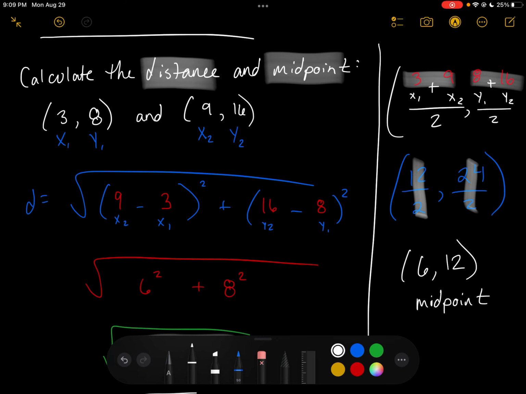So hopefully walking through those steps helps you. Big idea for today, as long as you have that formula down correct and you plug in the right spots, it's just a bunch of calculator plugging in and solving.